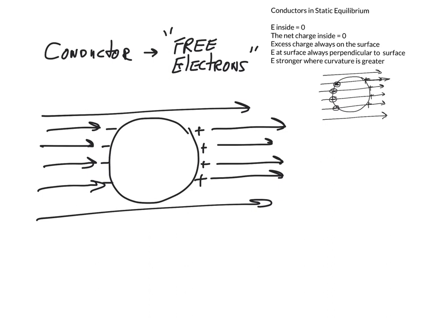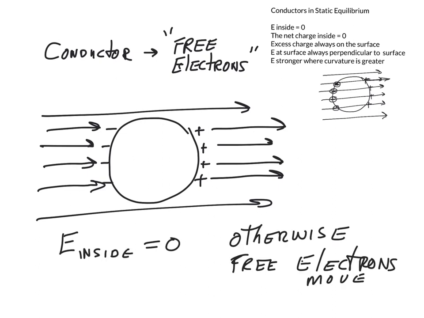So just to summarize, the first property is the electric field. I'm going to say it out in a long sentence. The electric field inside a conductor always has to be 0. If it weren't 0, otherwise free electrons would move. And if free electrons are moving inside the conductor, it's not in static equilibrium. Okay, let's go to the next one.